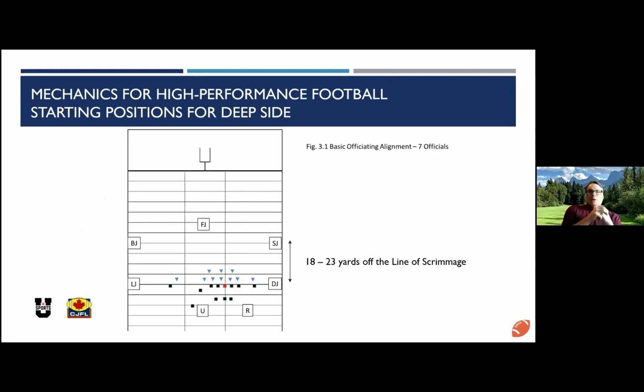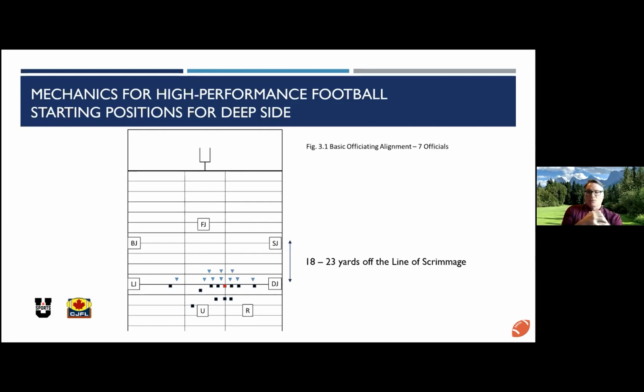We start talking about starting positions for deep side. We've moved it from a hard 15 yards off the line of scrimmage to a range of 18 to 23 yards off the line of scrimmage. Tons of flexibility. You can basically go where it feels good for you, depending on what the game conditions are, what the team capabilities are, what your own abilities are.